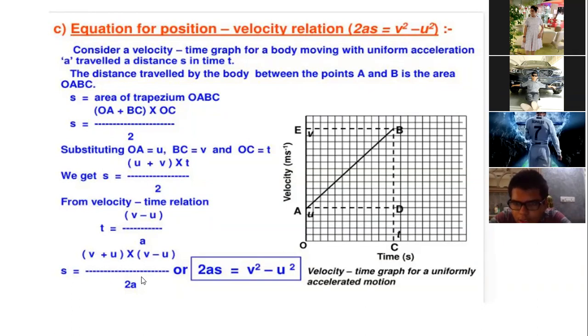So from the same graph, we have derived 3 equations, or we have understood 3 equations today. First is V is equal to U plus AT. Second, S is equal to UT plus half AT square. And third, 2AS is equal to V square minus U square.